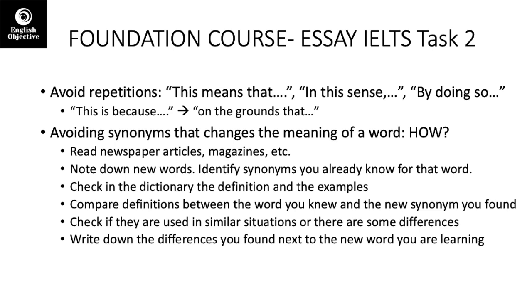So when you find new words here, the best thing is to write them down and to find synonyms. So you can increase your vocabulary range. The best way to find synonyms is maybe you already know a similar word to that one that you found in the reading text, or you check it in the dictionary. So you check the definition and the examples, and you reflect on that.